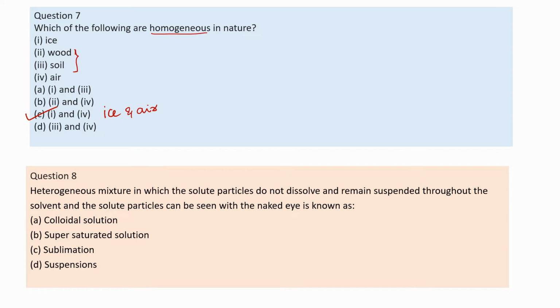Question number 8. Heterogeneous mixture in which the solute particles do not dissolve and remain suspended throughout the solvent, and solute particles can be seen with the naked eye, is known as. So here we have to answer which type of solution has this characteristic, where the particles will not dissolve, will remain suspended and we can see the particles. Colloidal solution, supersaturated solution, sublimation and suspension. So here they have said suspended and that is a clue for the correct answer, that if the particles are suspended then it is a suspension.